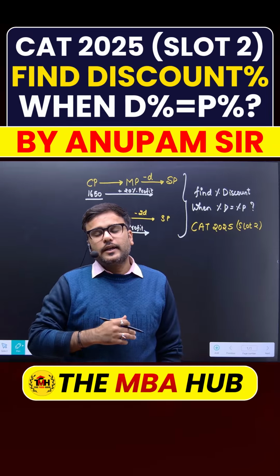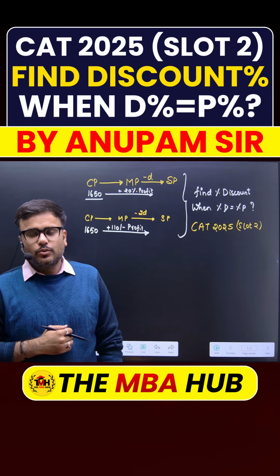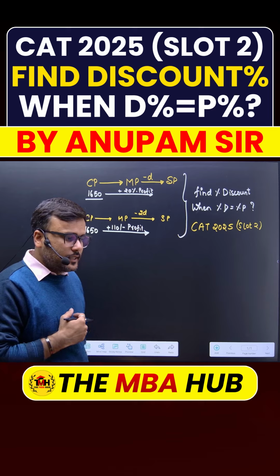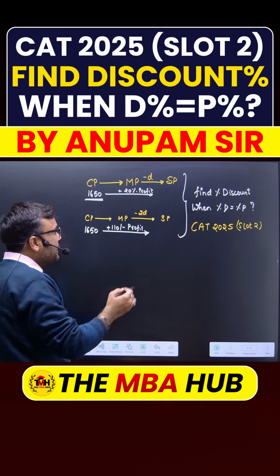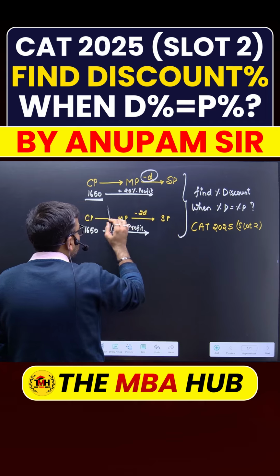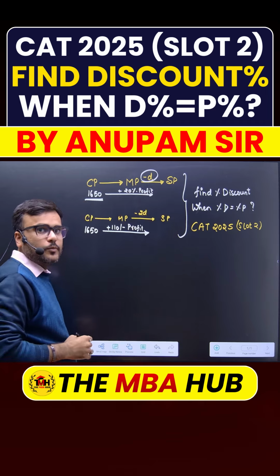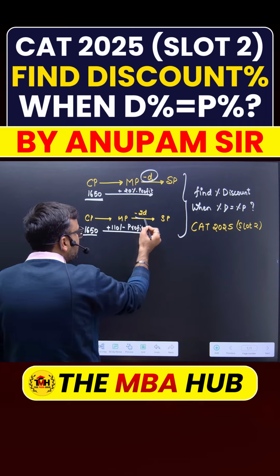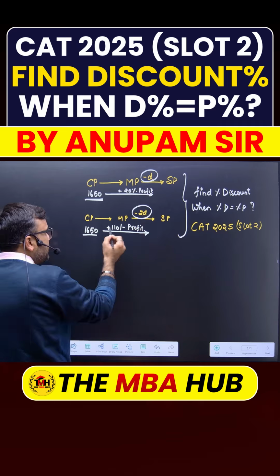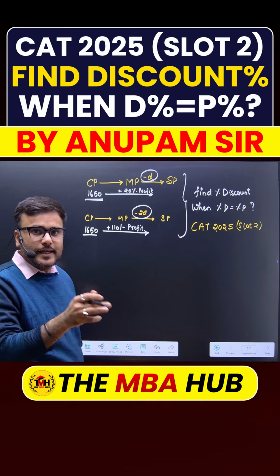Let's solve a CAT 2025 slot 2 question. The question says the cost price of an article is 1650. When given a discount of D, we get 20% profit. And for the same article, when given a discount of 2D, then we get 110 rupees as a profit.